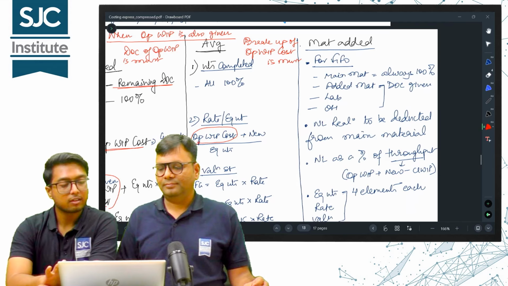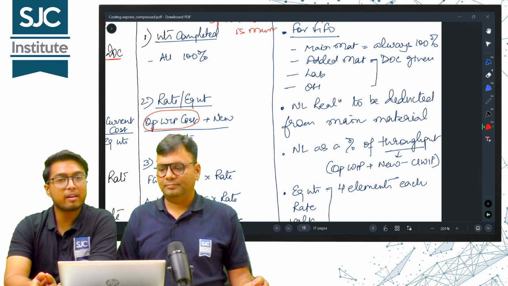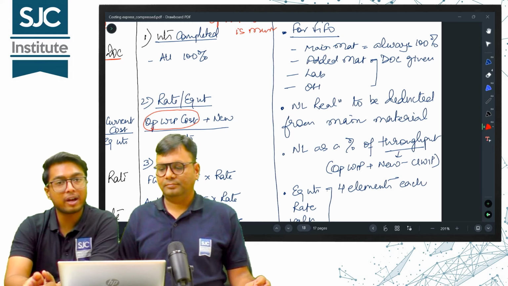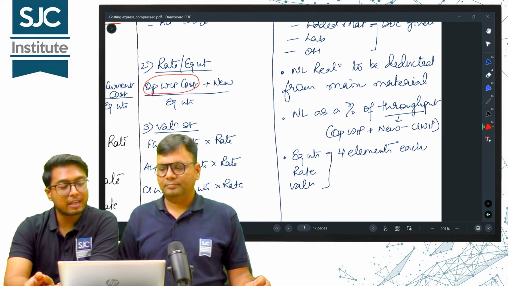For material added under FIFO, the main material will always be taken at 100%. For the added material, the degree of completion will be given in the question, for labor and overhead as well. Normal loss realization is to be deducted from the main material.